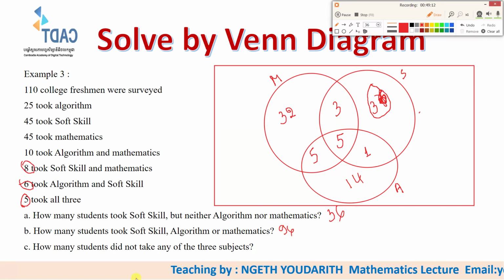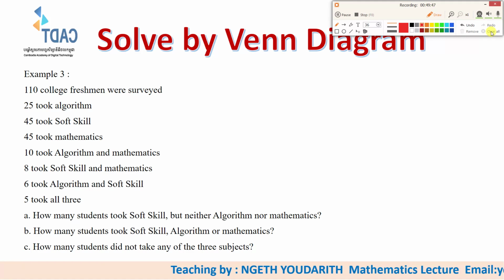And how many students did not take any of the 3 subjects? 110 minus 96. So it is 14. They don't take any other thing. This is the kind of solving some problems by Venn diagram.